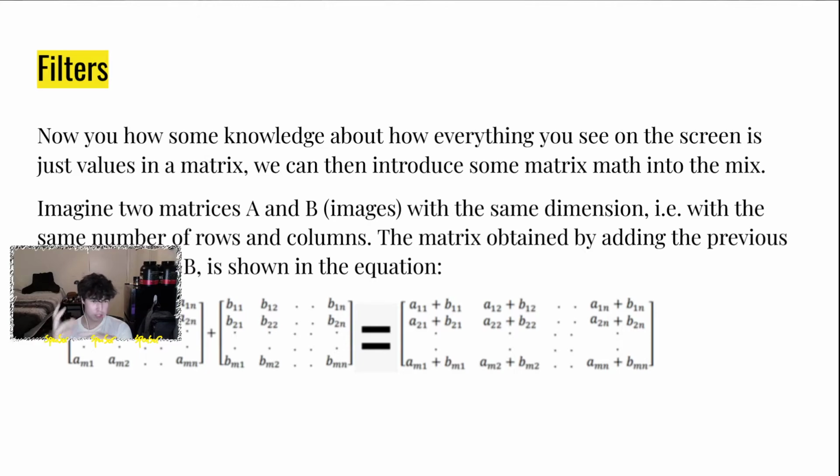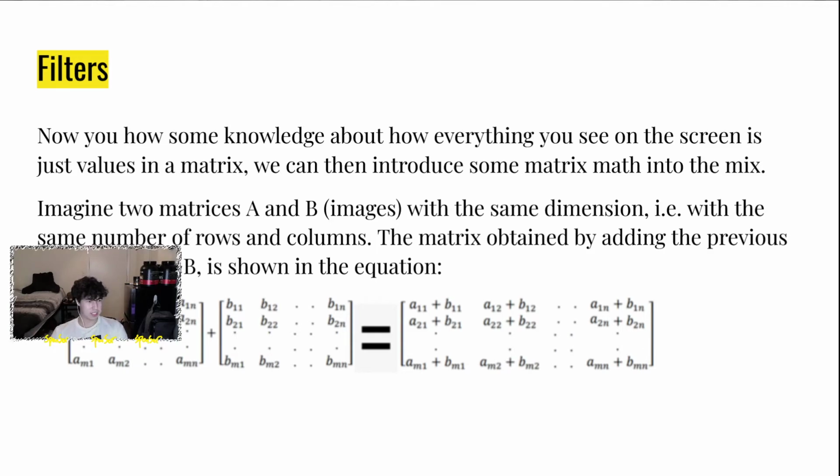Then we can introduce some matrix math into the mix. Imagine two matrices, A and B, the images, with the same dimensions. That means the same number of rows and columns. If you want to add matrix A to B, then the matrix obtained by adding the two previous matrices is shown in the equation. We learned this at the beginning of the semester. Matrix A plus matrix B equals matrix C, where C11 is A11 plus B11, and so on. So this is simple matrix addition.